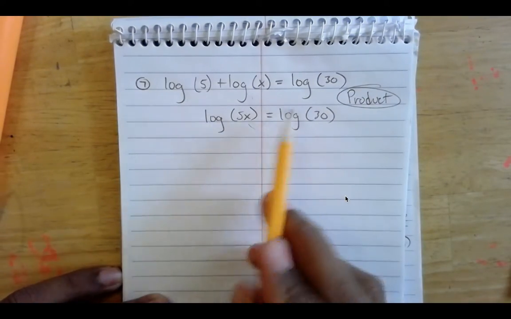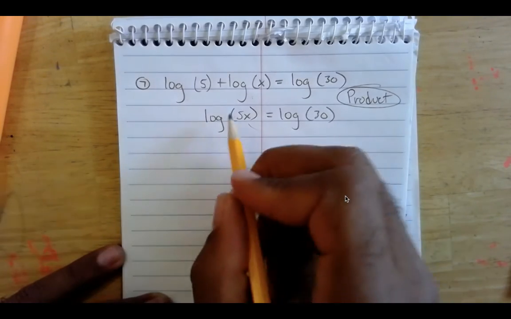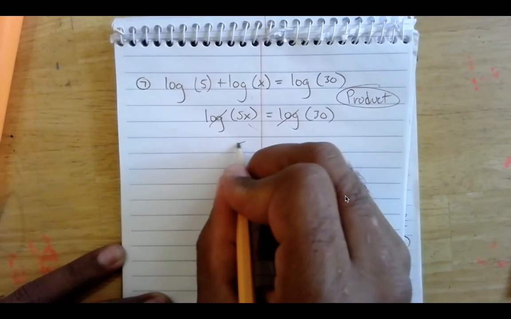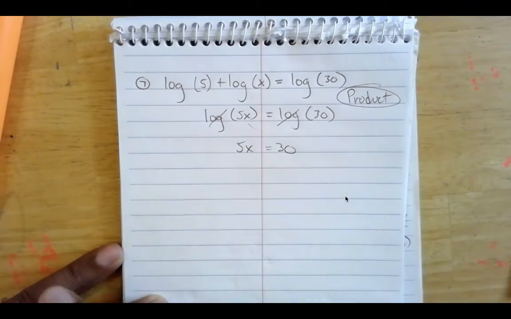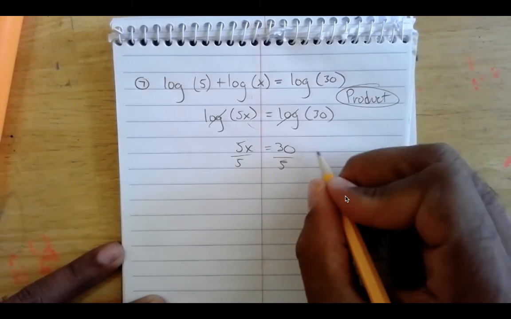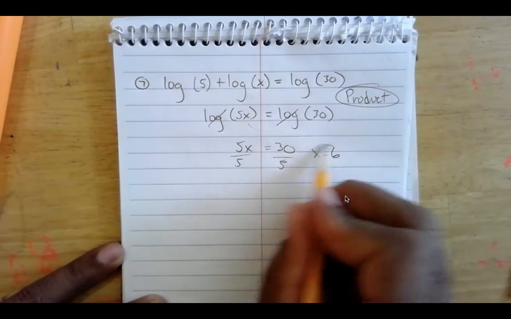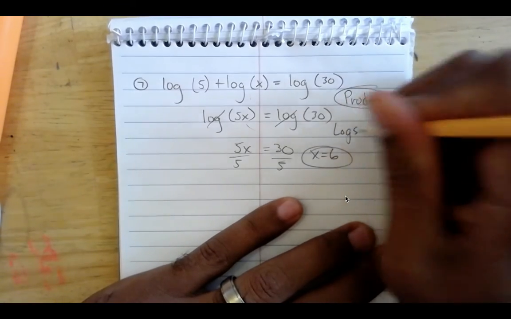Now I've got 2 logs equal to each other. When you have 2 logs equal, I can cancel them out. And so the arguments must be equal to each other. So now it's just 5x equals 30, divided by 5. So x must equal 6. Okay? So here the logs cancel.